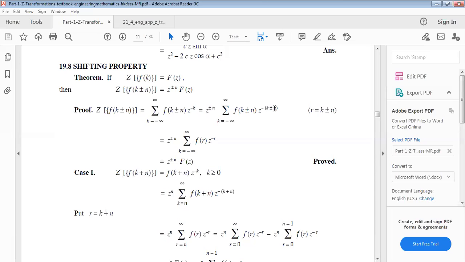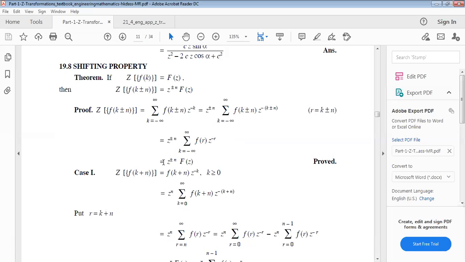That means another plus minus n; this plus minus n will balance the term. So this equals z to the power plus minus n. This can be written as the sum from minus infinity to plus infinity. Just k plus minus n equals what? r. Substituting with r, we get f of r into z to the power minus r.